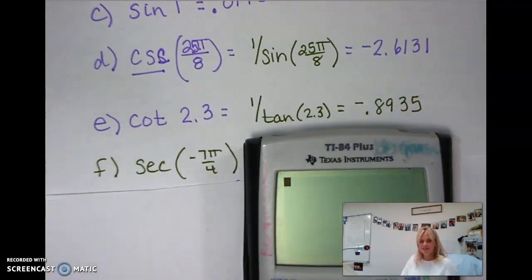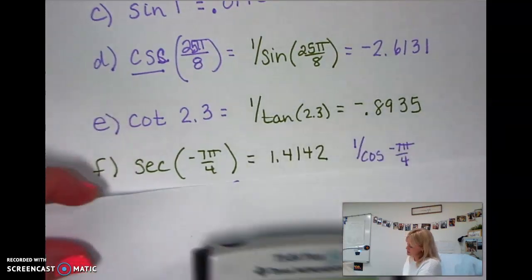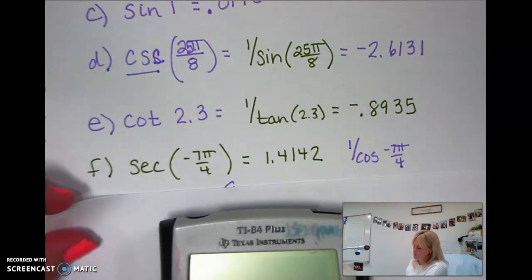Try this one on your own. Again, we're in radian mode. Secant is the reciprocal of cosine, so hopefully you entered it in as 1 over the cosine of negative 7 pi over 4, and you got 1.4142.